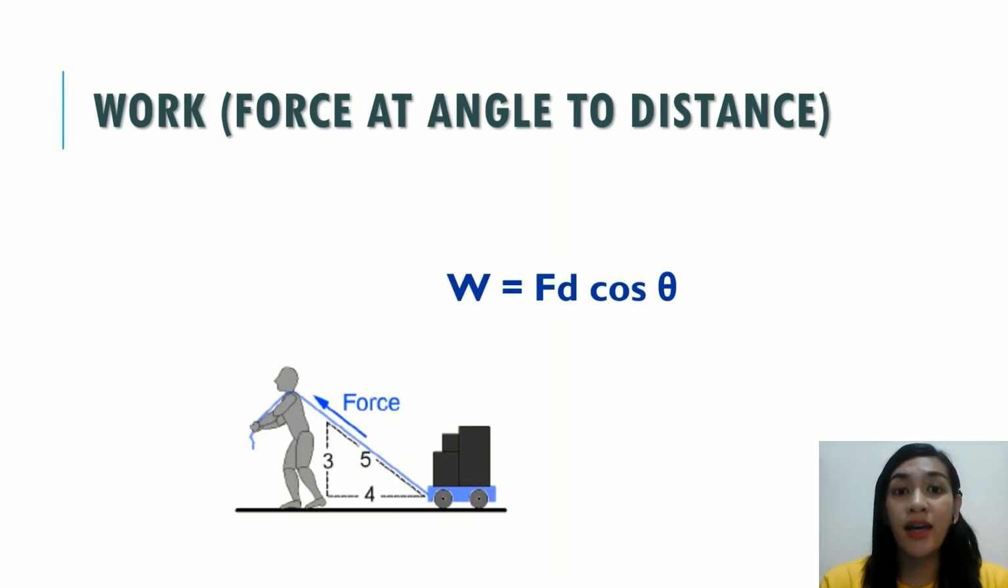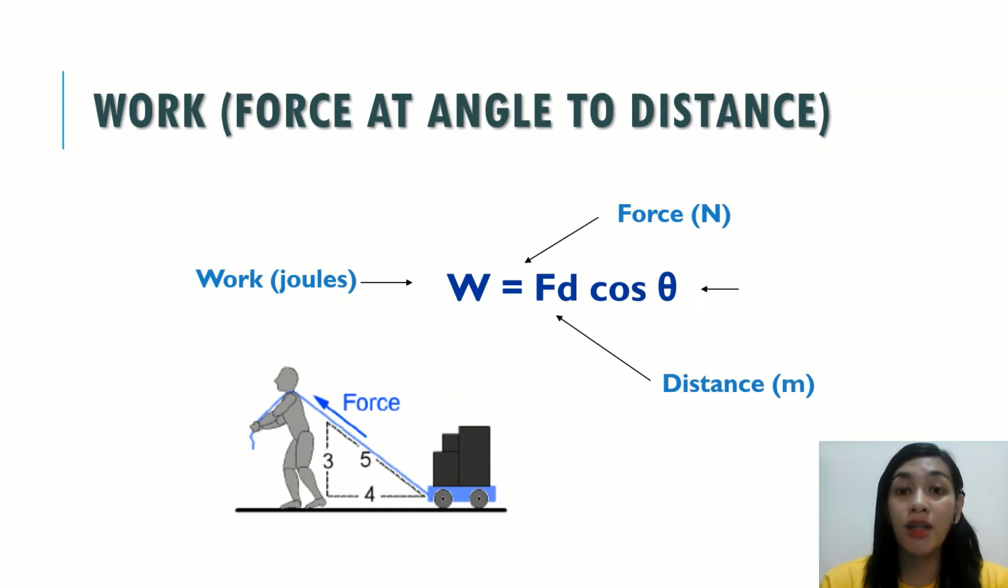If force and distance are not parallel but are some degrees apart, then we calculate work through this formula. Work is equal to force multiplied by distance multiplied by cosine theta, which represents our angle. Our unit for work is again joules, for force it's newton, for distance it's meter, and theta represents the angle. Our example here is a man pulling a cart at an angle. Let's try solving one problem related to this.